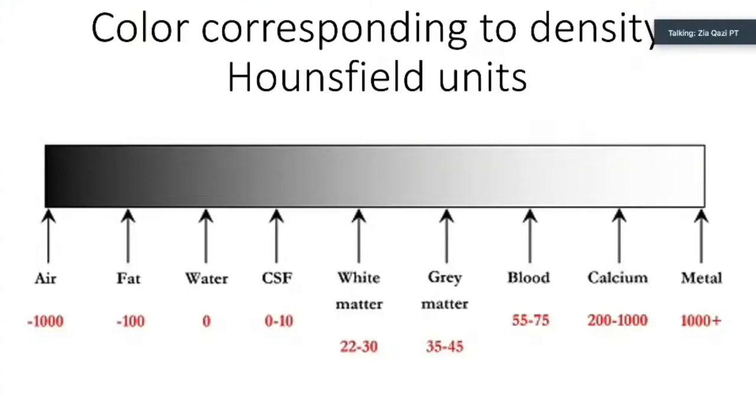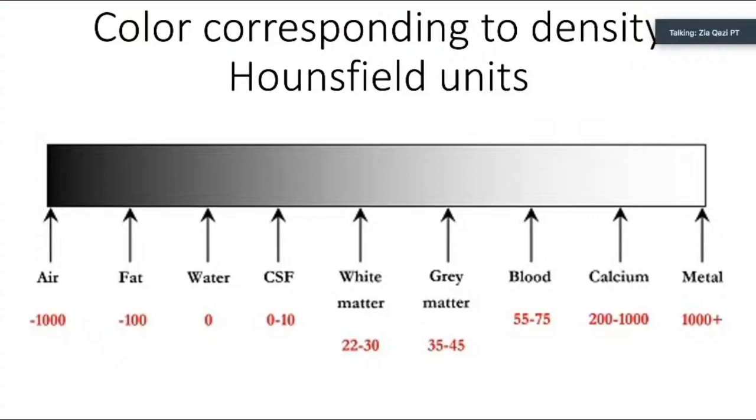Hounsfield units basically are the units given to a color gradient in the CT scan. As you can see, air is -1000 and metal or bone is +1000. So the more dense the tissue is, the more whiter it appears on a CT scan. The less dense it is, the least dense being air, the more blacker it appears. All the blood and soft tissue appear in between as grey shades.